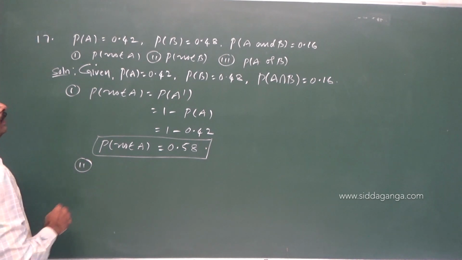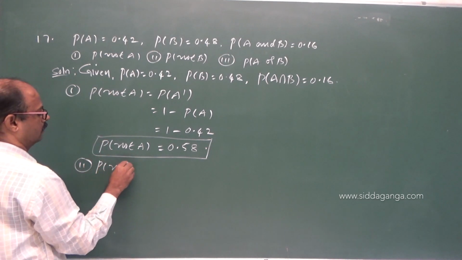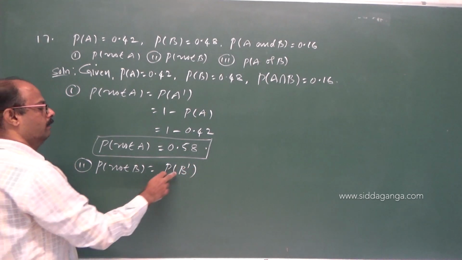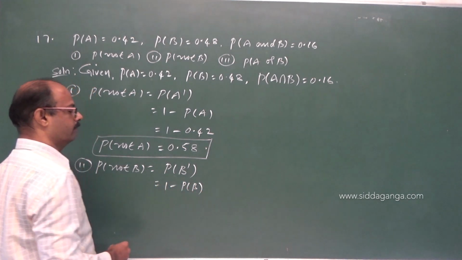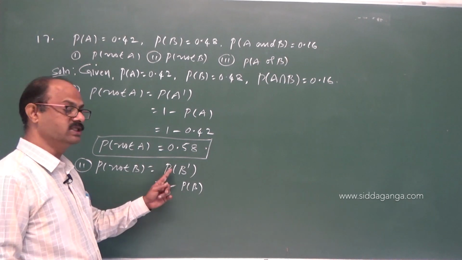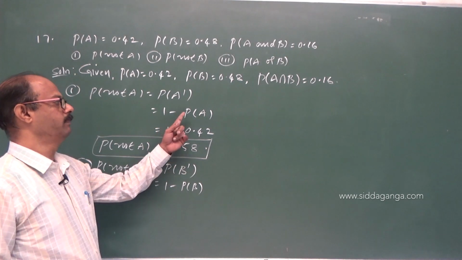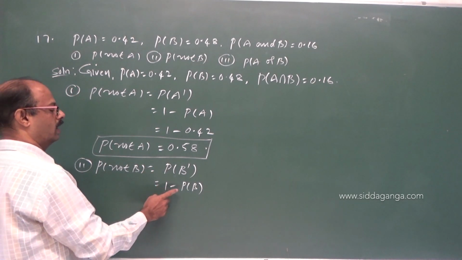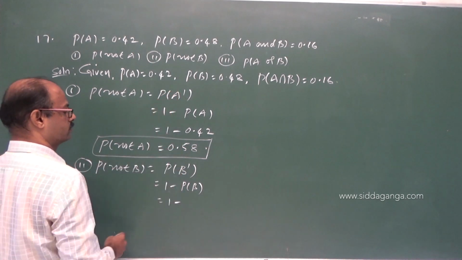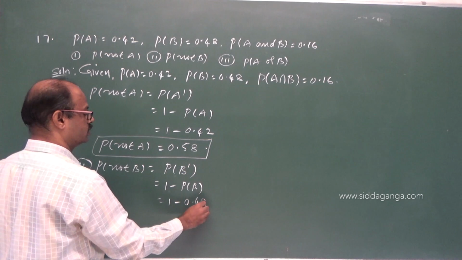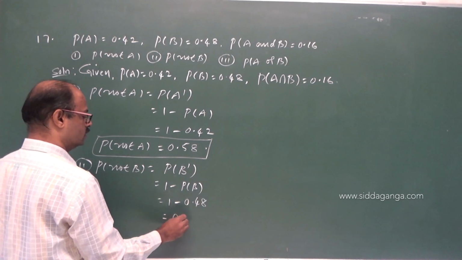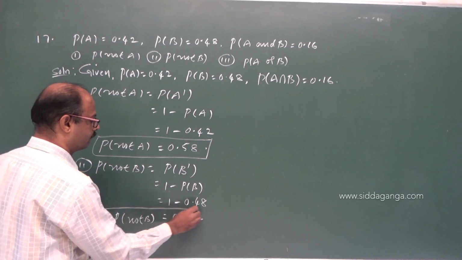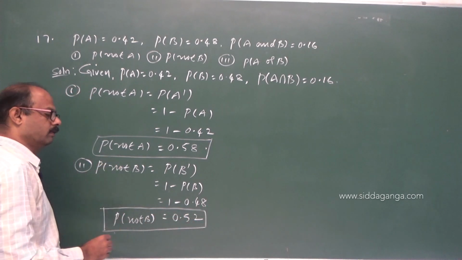Second one, the problem is to find P of not B. Not B we denote as P of B dash. P of B dash is 1 minus P of B, because the formula is P of B plus P of B dash is equal to 1. Here P of A plus P of A dash is equal to 1 is the formula. So P of B dash is 1 minus P of B, that is 1 minus 0.48, so you will get 0.52. This is P of not B. P of not B is 0.52.